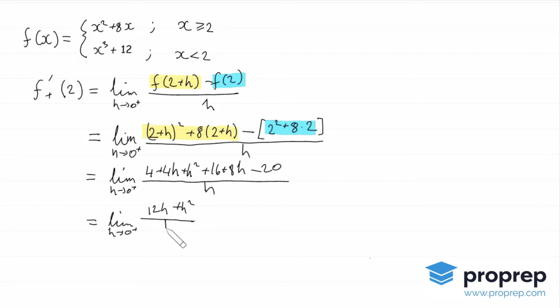all over h, which we can cancel from top and bottom and get the limit as h goes to 0 plus. Now 12h over h is just 12, and all we're left with is plus h, and when h goes to 0, this expression just goes to 12. So we got the limit from the right is 12. Let's see what happens with the limit from the left and see if they're equal or not.